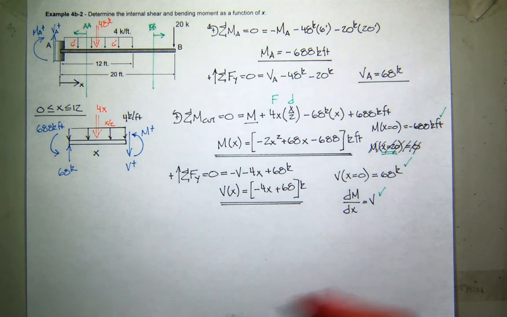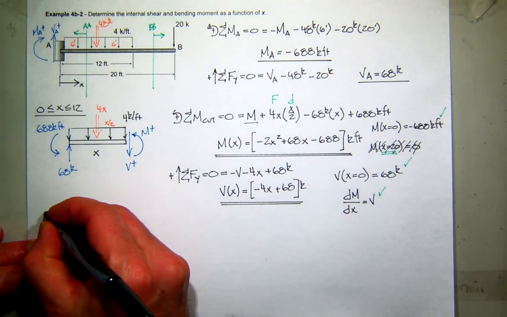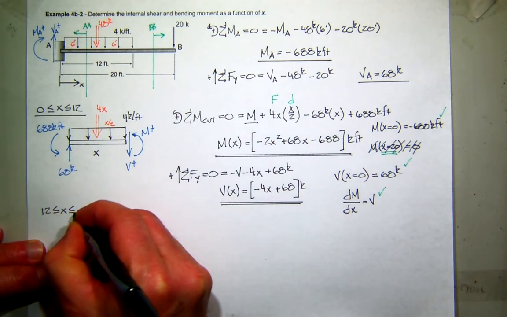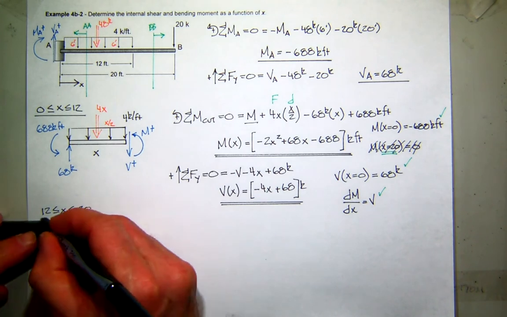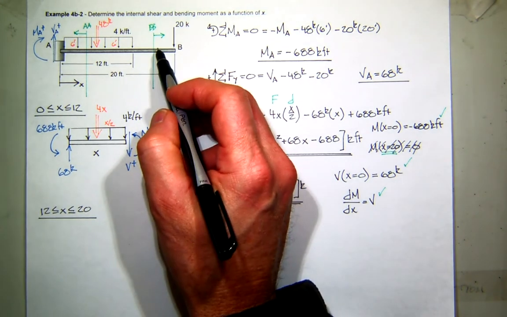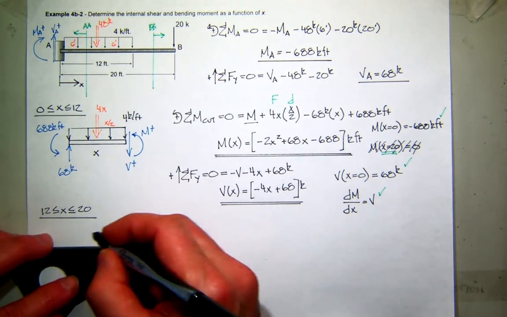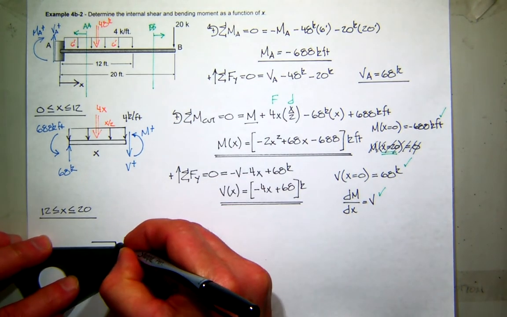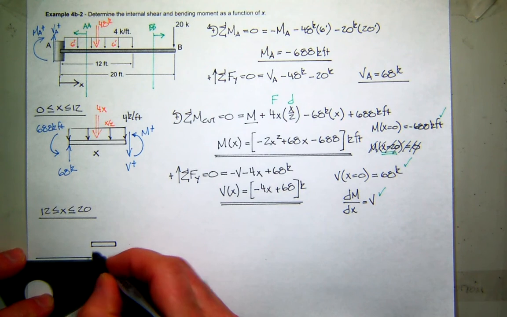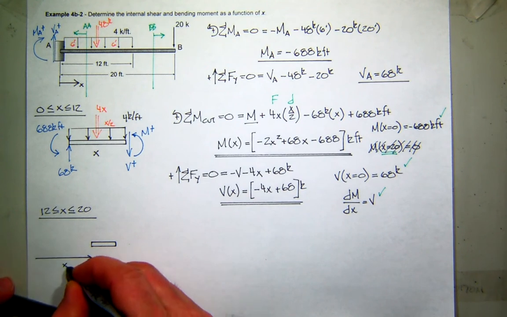Okay? So now let's look at the other side. So this would be an equation that's good from 12 to 20. We talked previously about this section BB. I'm going to look at the right-hand side. So when I make my cut and look at the right-hand side, remember I'm cutting it at a distance x.